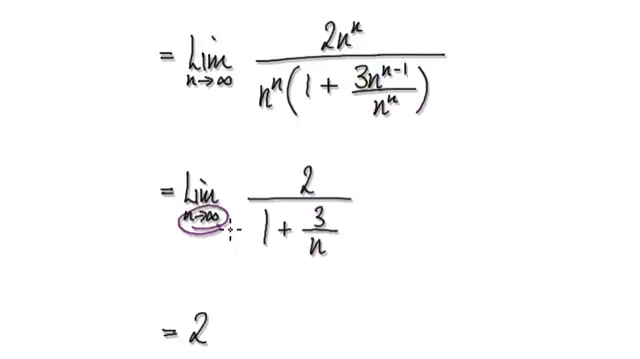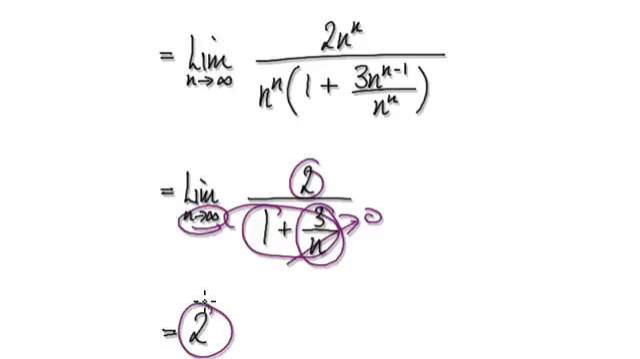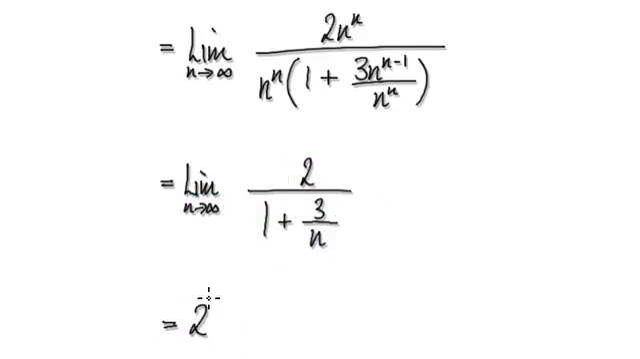So now as n tends to infinity, this thing here is going to head towards 0. So 2 divided by 1, which is 2. So the limit is 2. Okay.